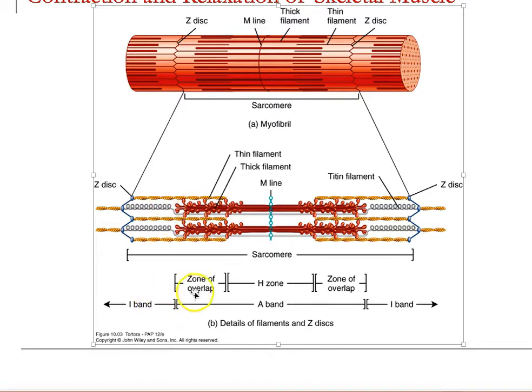Down here you have I bands and A bands and H bands. We'll talk about that more inside class. For lab, make sure you see that there's a pattern of thick filaments and thin filaments. The thin filaments are attached to the Z disc.